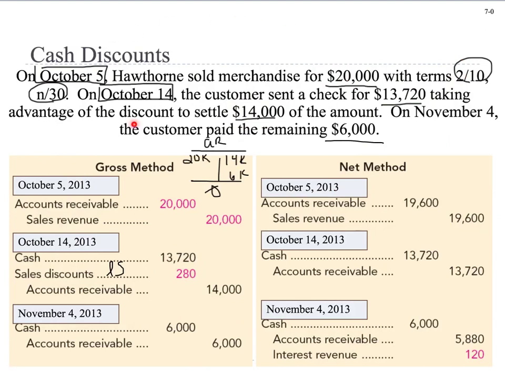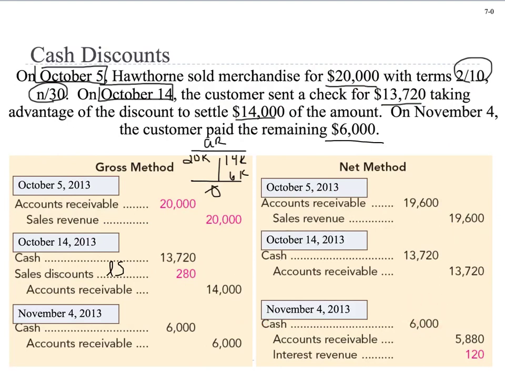Now, under the same exact situation that we just saw, the customer comes in and pays $13,720 to settle the $14,000 balance. So this is still based on taking $14,000 times 2% and then relieve the accounts receivable accordingly. Now, the problem is they didn't pay the entire balance on October 14th. They only paid enough to settle $14,000 of the $20,000 balance. So same thing comes along November 14th. They pay the remaining $6,000.